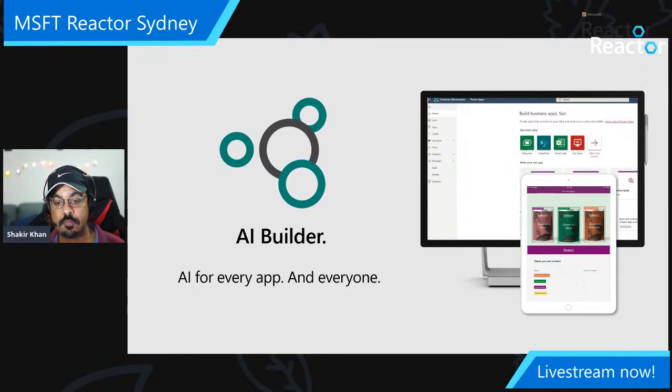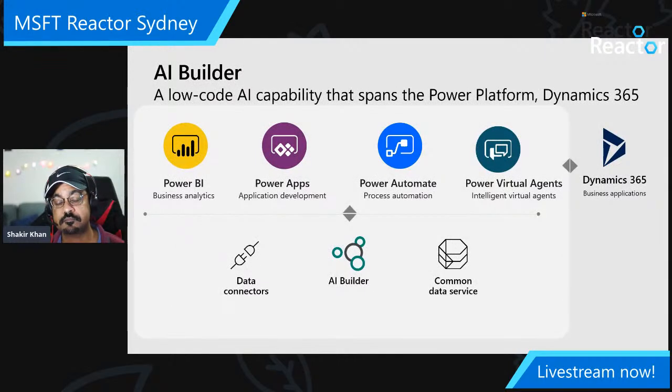So AI for every application, and AI Builder basically sits with the Power Platform. So the applications you have within the Power Platform, like Power BI, Power Apps, Power Automate, and Power Virtual Agent, you can use your AI Builder within that Power Platform domain.